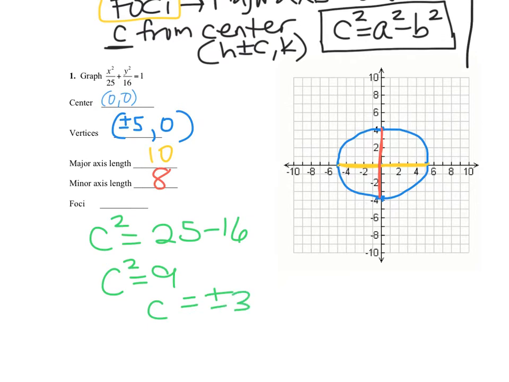Okay, then you have to decide. Is c going to be plus or minus 3 from the center, left and right, or up and down? Left and right, because they're always on the longest side. So the foci would be at plus or minus 3, 0. And we can graph them if we want to. The foci usually don't turn out nice like that. This is kind of a fun one where everything works. There you go.